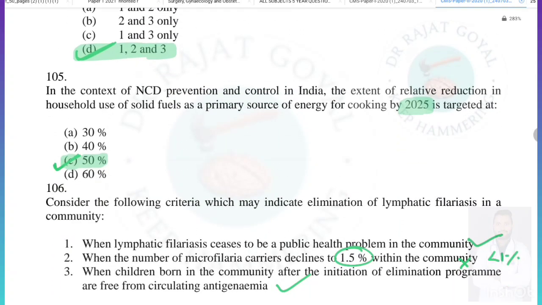In the context of NCD prevention and control in India, the extent of relative reduction in the household use of the solid fuels as a primary source of energy for cooking by 2025 is targeted at. So it is 50%. So 50% reduction in the use of the solid fuel should be there by 2025.